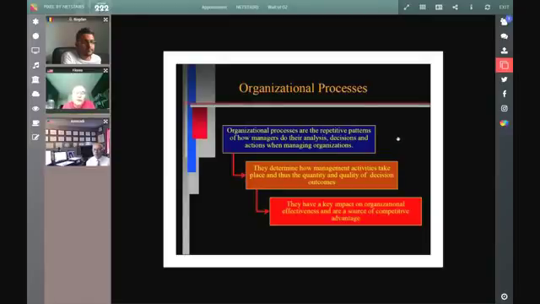And I'm going to read them because there's no way to break this into bullet points. I think this is the best way. Organizational processes are the repetitive patterns of how managers do their analysis, decisions, and actions when managing an organization. Very few people can study this kind of process. You need not only what they teach you at the university, but you need a heck of a lot more. And why do I bring this up? Because they determine how management activities take place, and thus the quantity and quality of the decision outcomes.